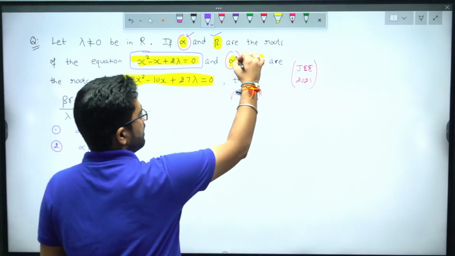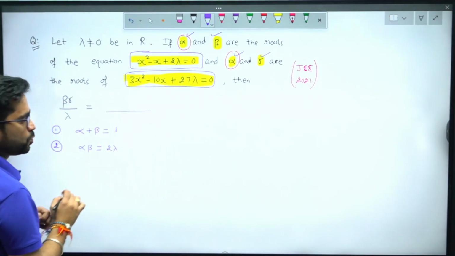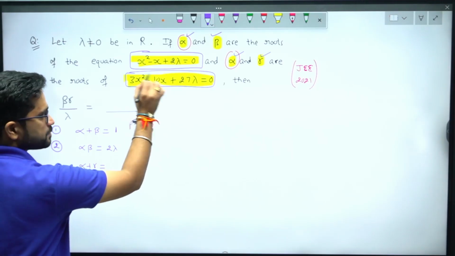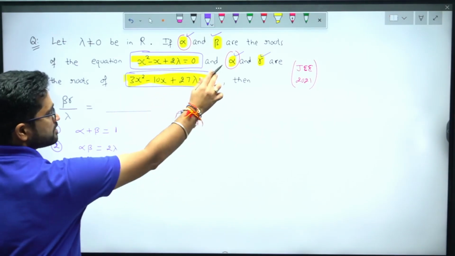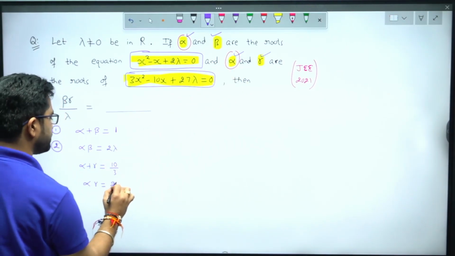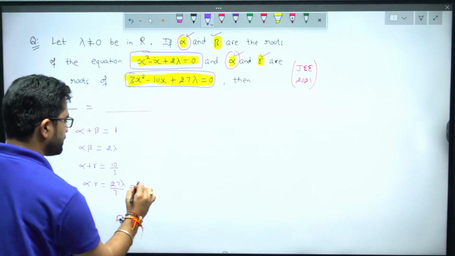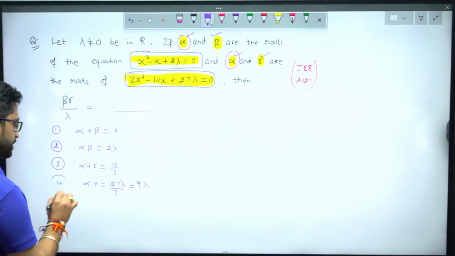Alpha and gamma are the roots of the next equation. What is alpha plus gamma? It is minus b by a, which is 10 by 3. And what is the product of alpha into gamma? It is 27 lambda by 3, which comes out to be 9 lambda. So this is my data number 3 and data number 4.